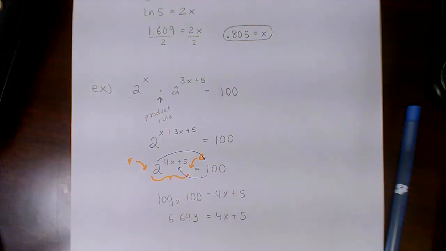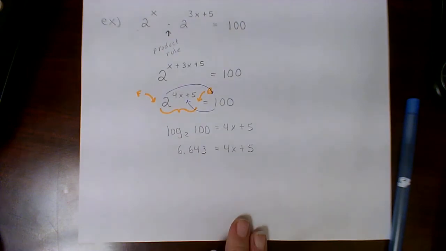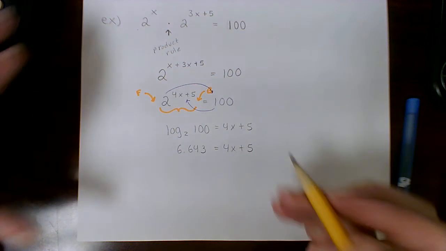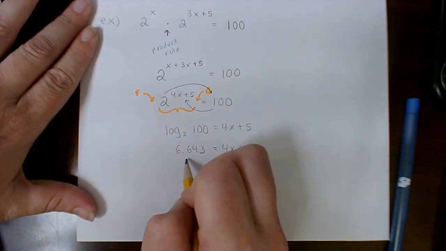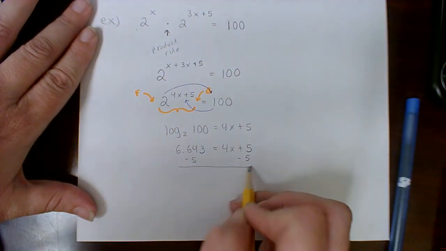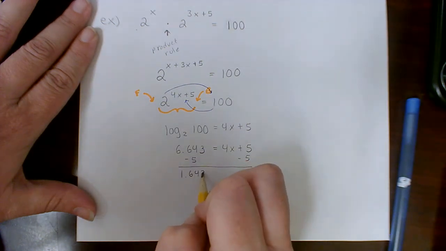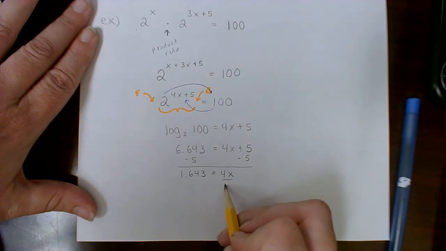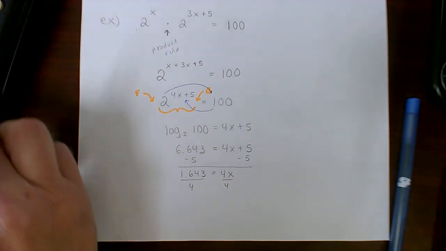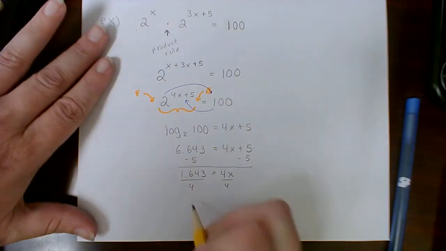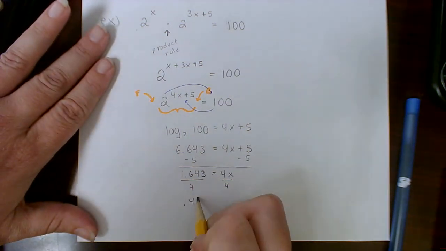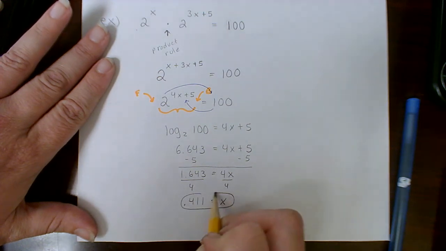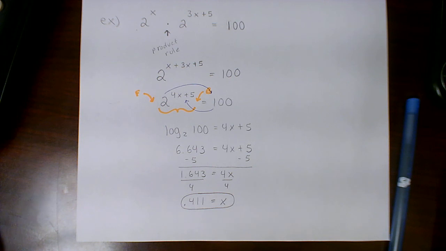And the only thing that's stopping me from finishing this problem is I now need to get the x by itself. But that's using stuff that I've been working on since middle school. I'm going to start by subtracting 5 from both sides. And then I can divide by 4. And that should get me 0.41, I'll round that up to a 1. And that is how you solve an exponential.